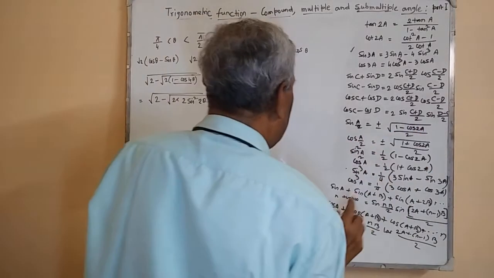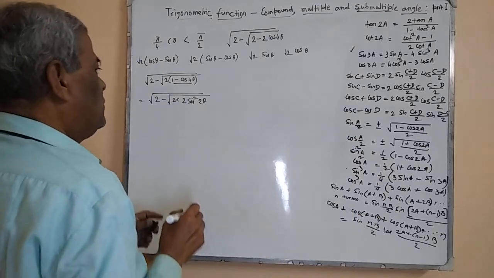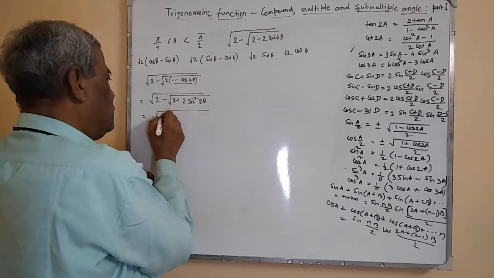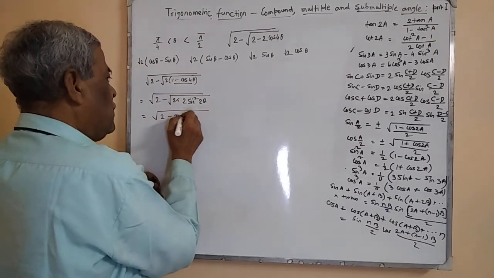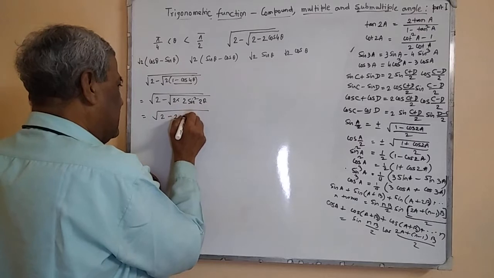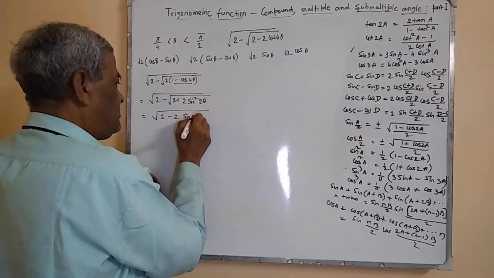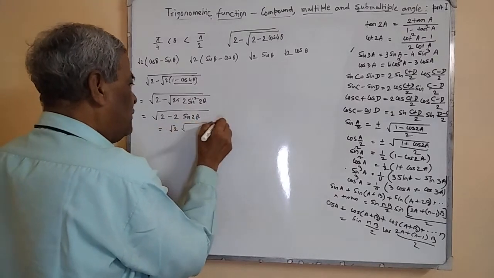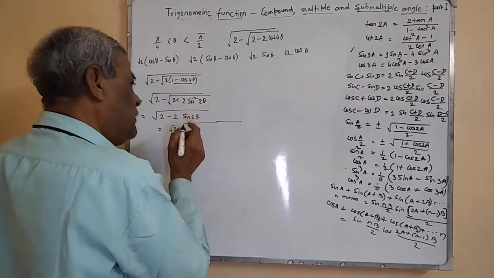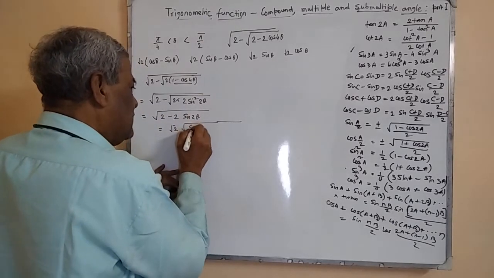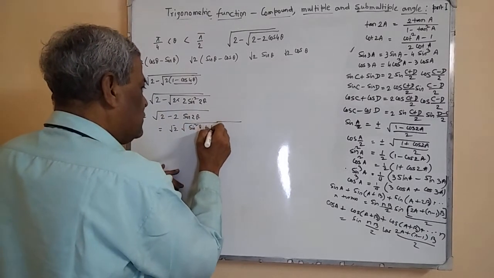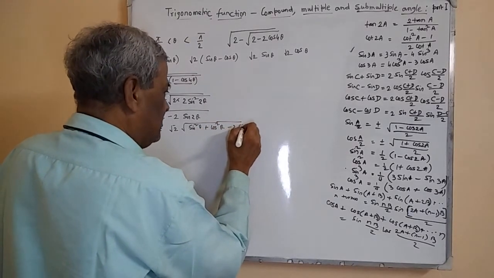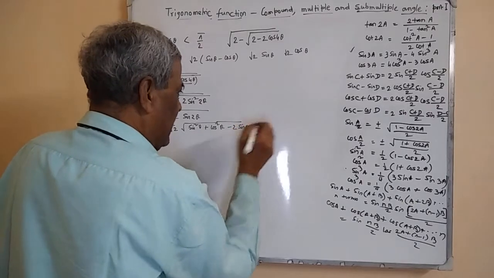So it is equal to root over of 2 minus 2 into root over sine square 2 theta, that is sine 2 theta. It is equal to root 2 can be taken common, and root over of 1 minus sine 2 theta, and 1 is clearly sine square theta plus cos square theta, minus 2 sine theta cos theta. So it is a perfect square.